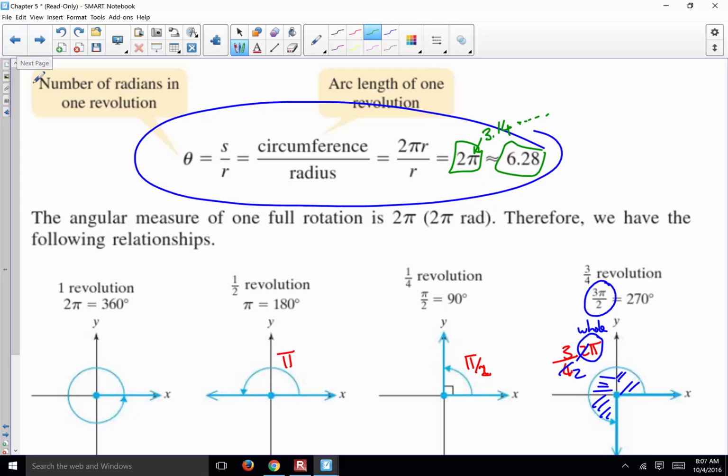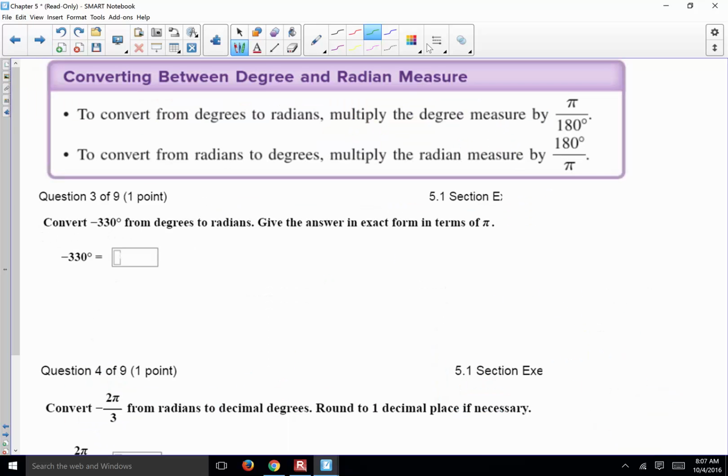Okay, so these are some common angles we need to keep in mind. We keep going. How do we change from degree to radian and radian to degree? There are 2 basic formulas you need to use. If you need to change from degree to radian, you need to multiply the degree measure by pi over 180. If you want to go backwards, change from radian to degree, you put 180 on the top, pi on the bottom.